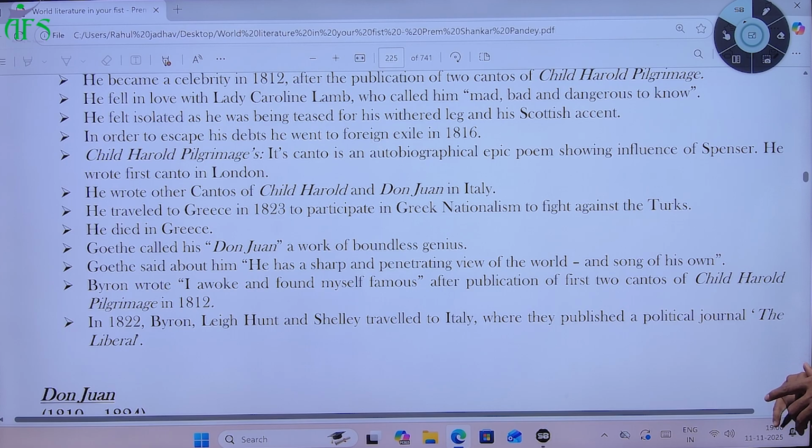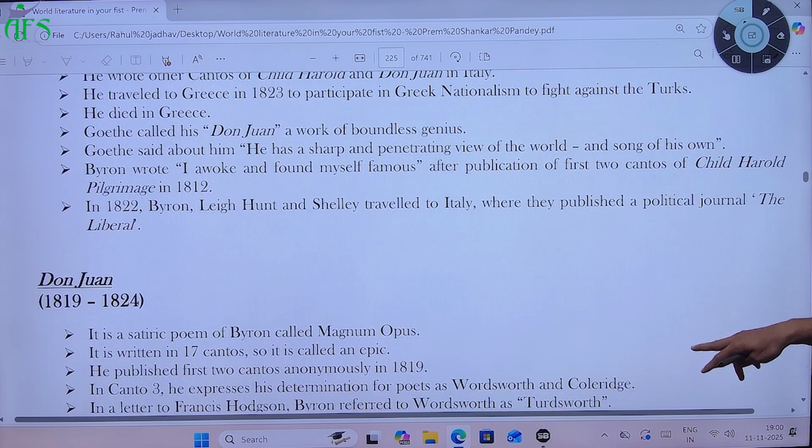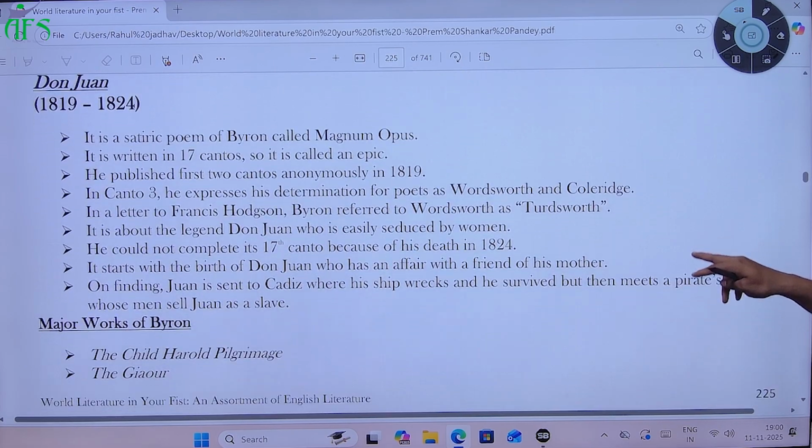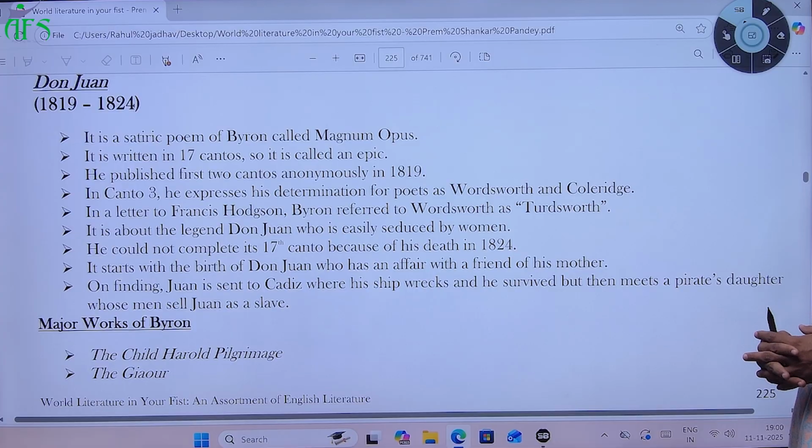Harold's Pilgrimage in 1812. In 1822, Lee Hunt and Shelley traveled to Italy, where they published the political journal The Liberal. Now his major work, Don Juan, is a satiric poem of Byron called his Magnum Opus. It is written in 17 cantos, so it is called an epic. He published the first two cantos anonymously in 1819.